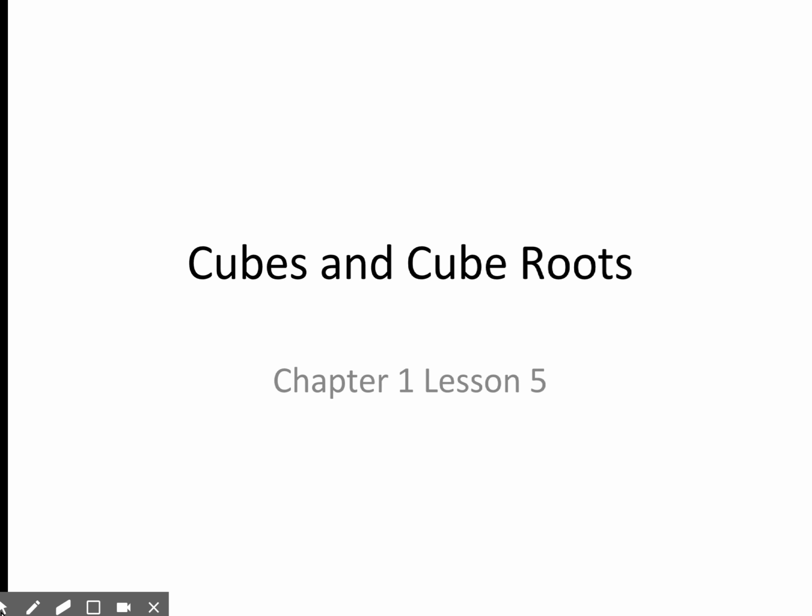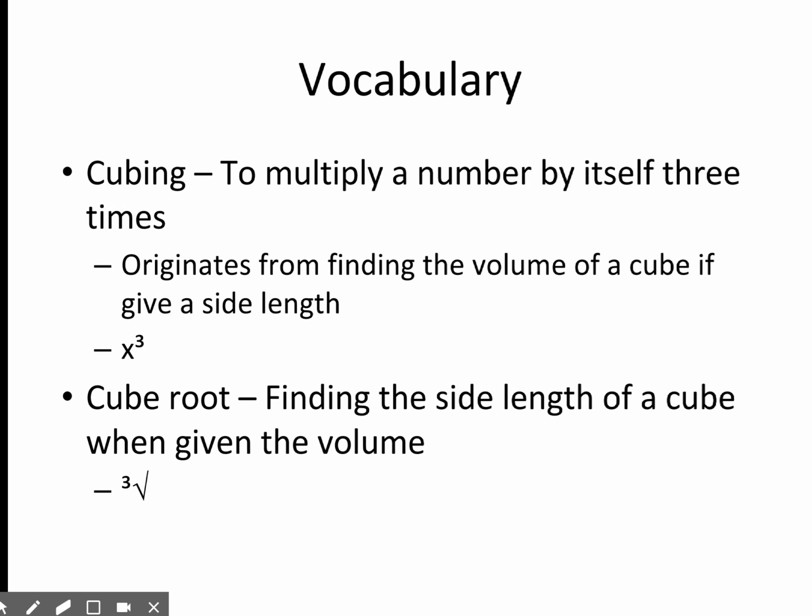Chapter 1, Lesson 5, Cubes and Cube Roots. Vocabulary: cubing is to multiply a number by itself 3 times. This originates from finding the volume of a cube if you were given a side length. It is annotated as x cubed.